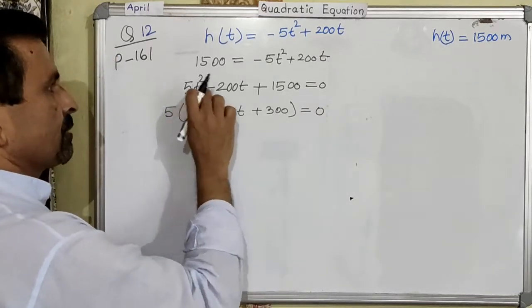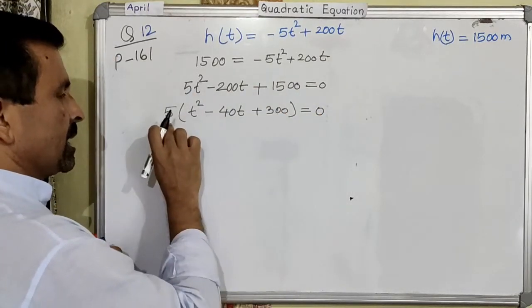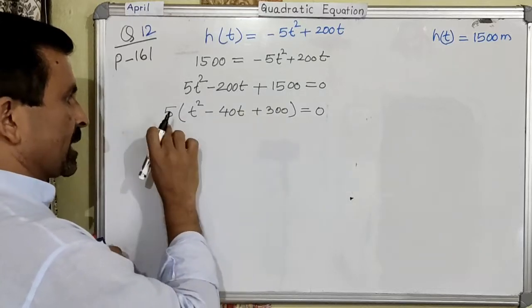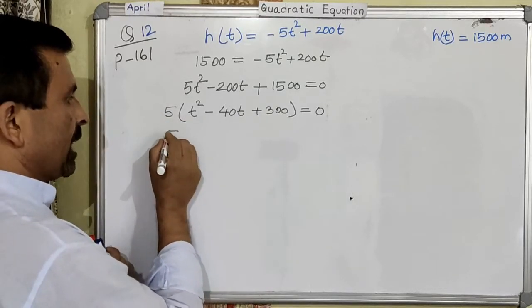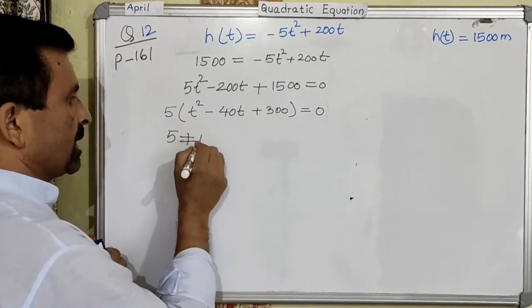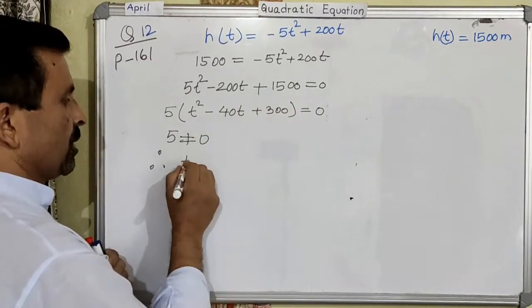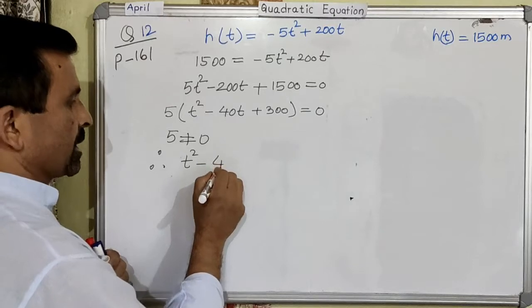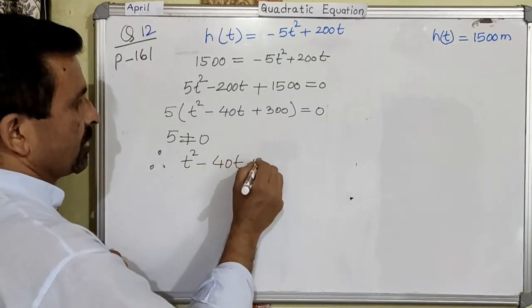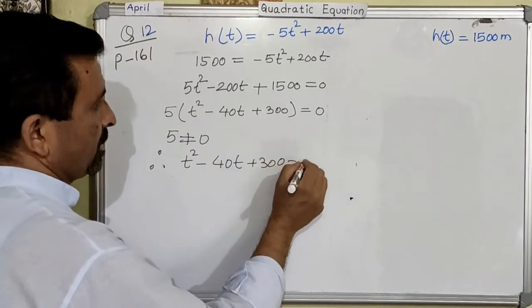Now you know that this quadratic equation is factorized. This is one factor, this is another factor. This factor 5 is obviously not 0, so we write 5 is not equal to 0. Therefore, we can proceed with the other factor equal to 0. So the other factor, t square minus 40t plus 300, is equal to 0.